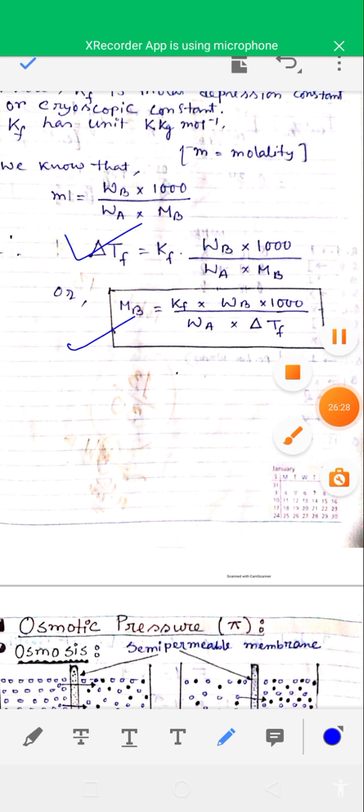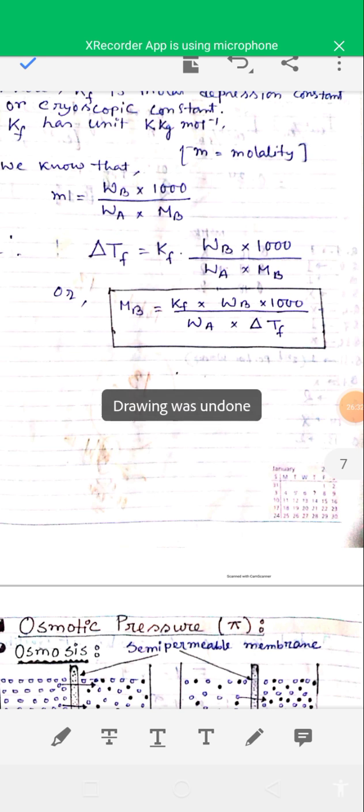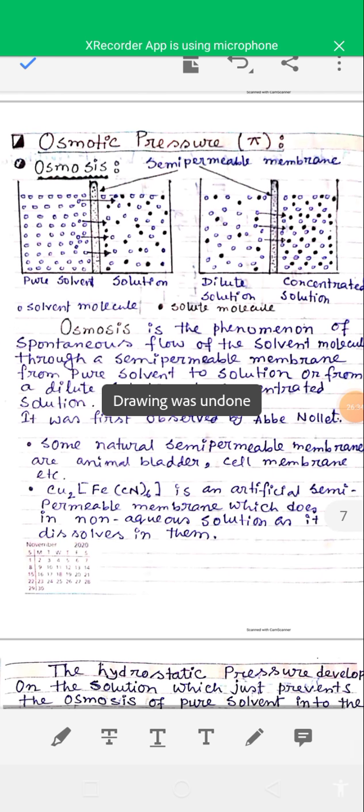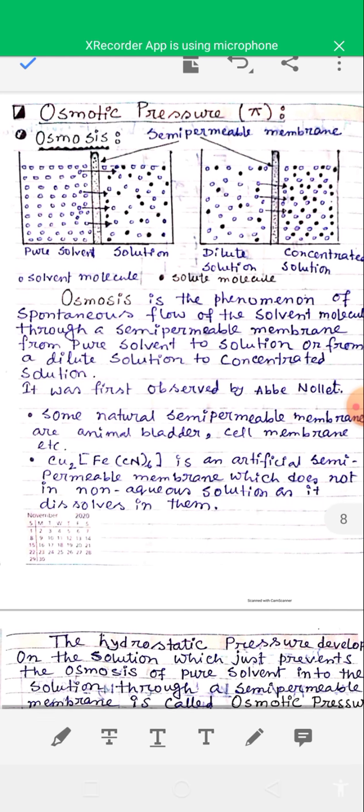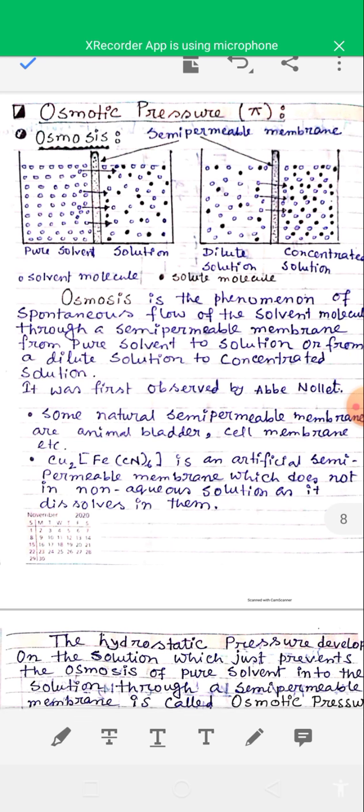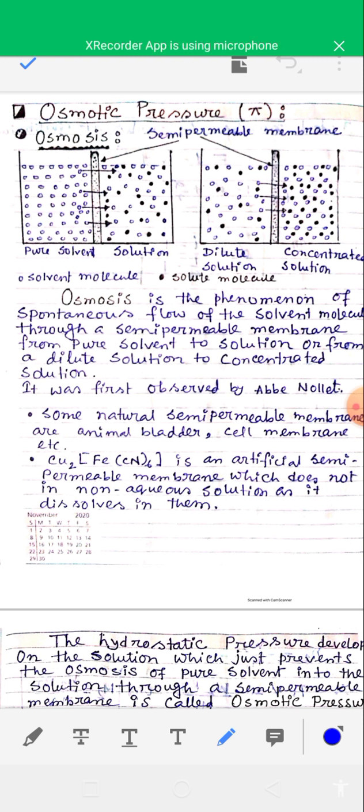Okay, and the last type of colligative property is osmotic pressure. Osmotic pressure, which is represented by pi. First you have to know what is osmosis. Suppose you have separated two solutions of different concentration, or you have separated a pure solvent from a solution by a semi-permeable membrane, then you will see the phenomenon of osmosis.